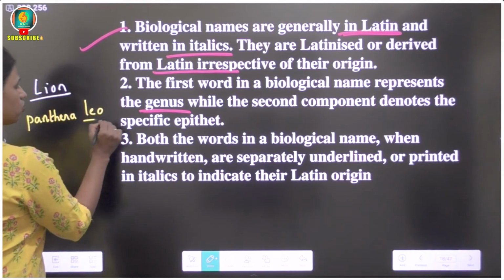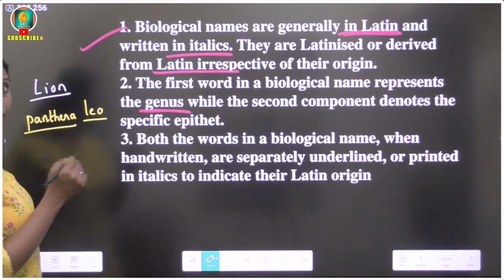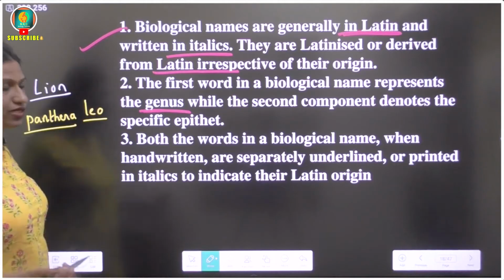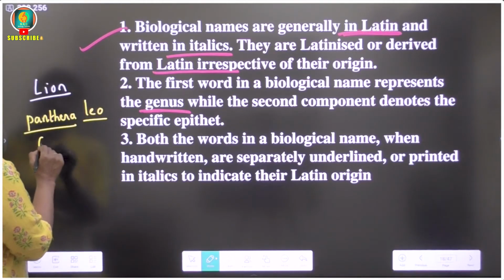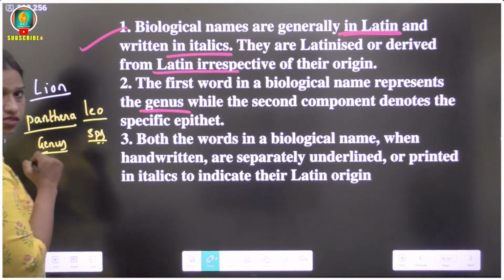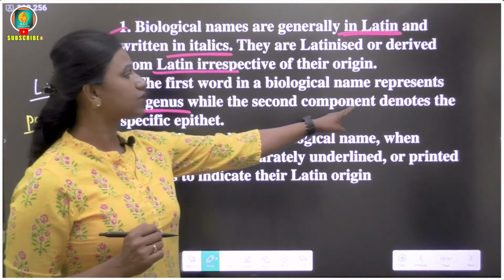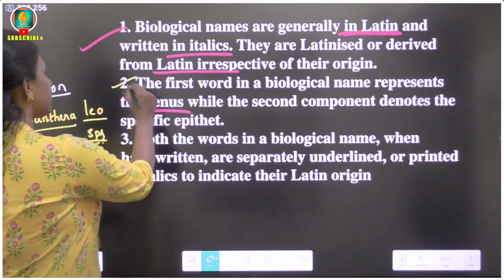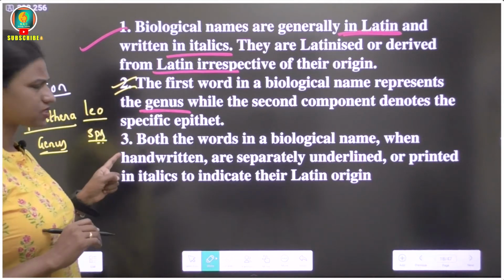Panthera leo. Now I will underline it separately, because I cannot write in italics. Here the first name indicates the genus and the second one talks about the species. Very simple. The second component denotes the specific epithet. Specific epithet or species, both are used.